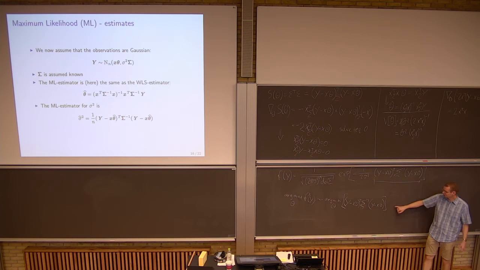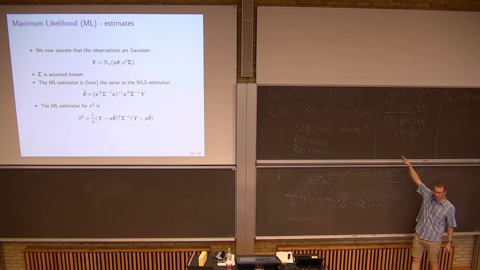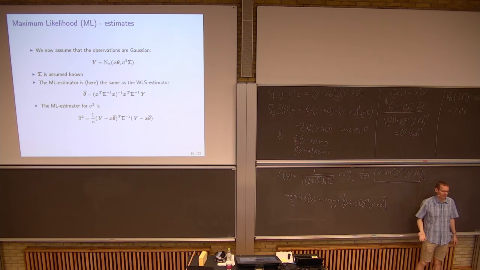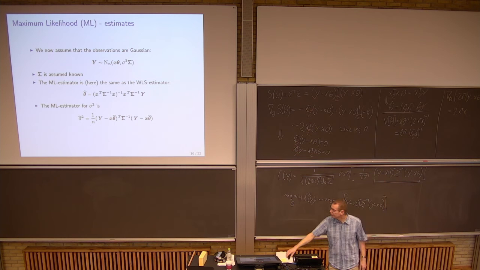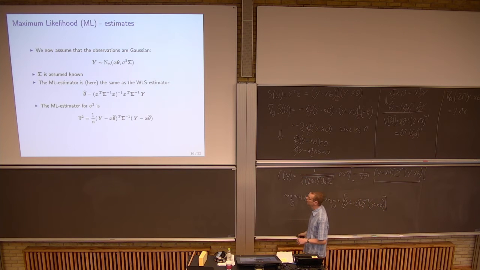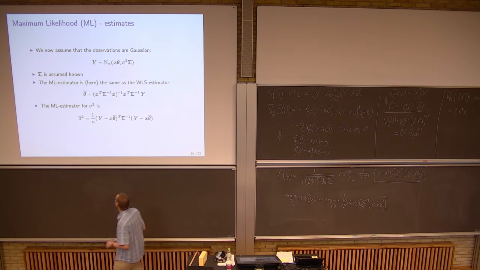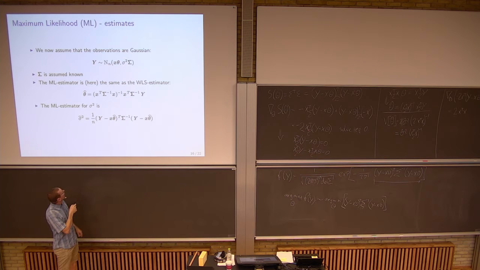And it's obvious that this minimization problem is the exact same thing that we solved up there. So of course the solution is the same. So the maximum likelihood estimator is the same as the weighted least squares estimator. The estimator for sigma square is a little bit different because it says 1 over n here.